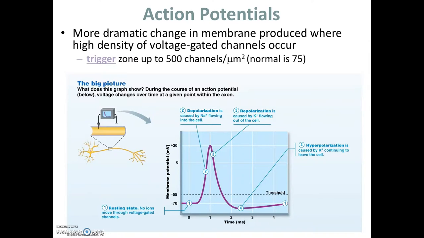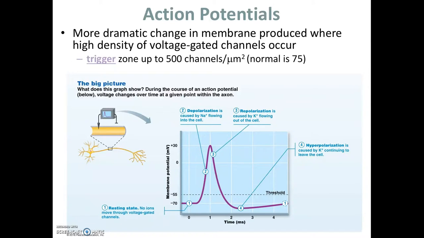The normal density of voltage-gated channels is approximately 75 channels per square micrometer. In the trigger zone, which is in the axon hillock, there can be up to 500 channels per micrometer. So in the resting state, the neuron is resting at -70 millivolts. Once we have a local depolarization that meets threshold, we get depolarization, or opening of the sodium channels.